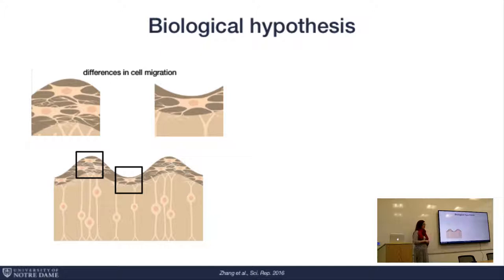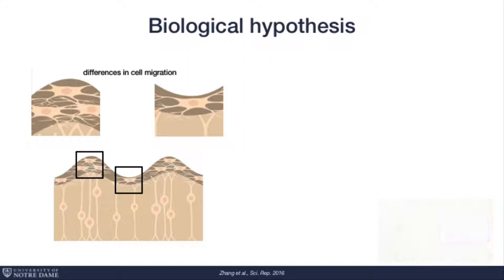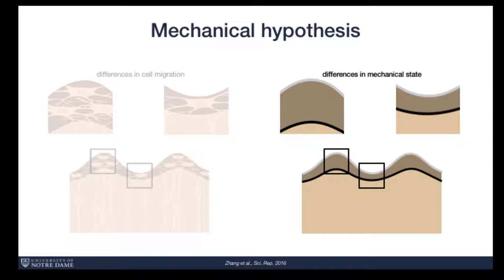One possible explanation of how this variation could arise is that cells migrate to different parts of the brain. More of them migrate to one part, it gets thicker and becomes a gyrus. Fewer to another part and it gets thinner, and that's a sulcus. So differences in cell migration could be the cause, which would be a biological hypothesis. But we suggest a mechanical hypothesis, where there's a different mechanical state in these two regions because of the boundary conditions and the tension and compression they experience in bending. The differences in mechanical state lead to this thickness difference.